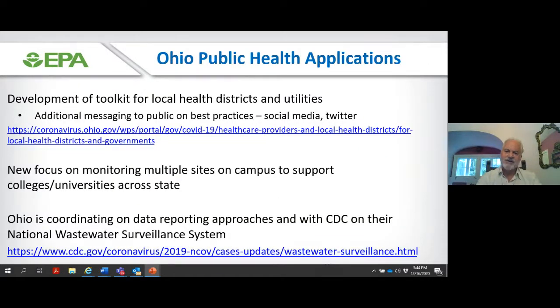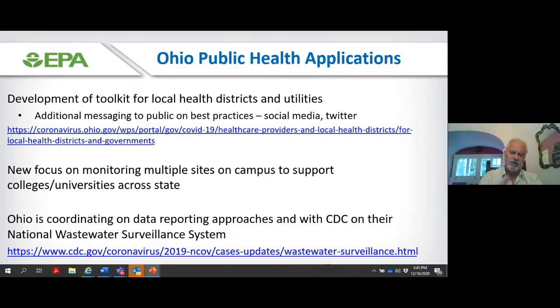So in terms of these public health applications, I mentioned the toolkit, and there's the link to that toolkit if you're interested in looking at it. Ohio also, in addition to what we're talking about now, is doing more focused monitoring of multiple sites on campuses to support the colleges and universities as they come back online in January. The idea is they're going to do up to 5 locations on campus, looking at dormitory level monitoring. The idea here is screening level assessment of the wastewater. If you see a positive response, then go in and test everyone in the dorm to isolate who may be asymptomatic and pull them out and quarantine them.